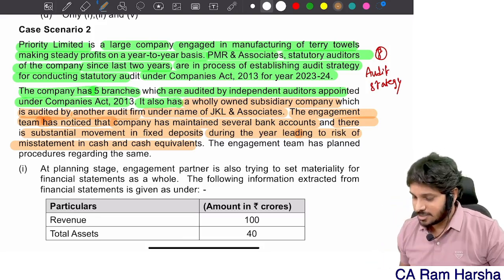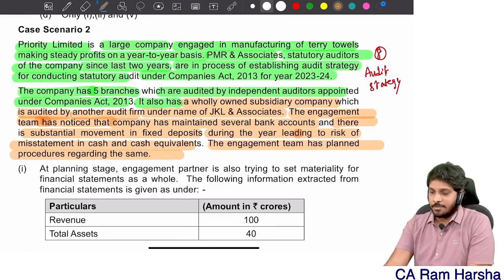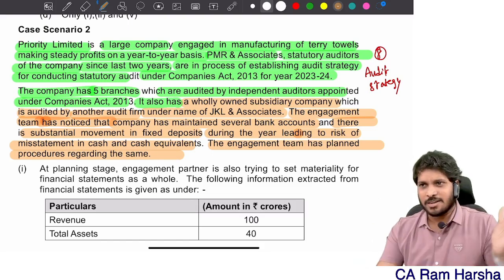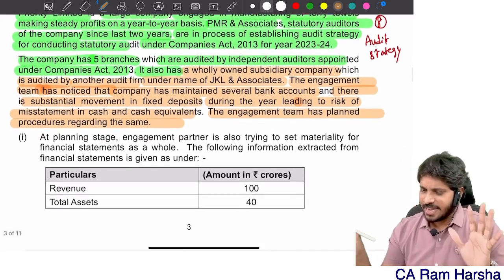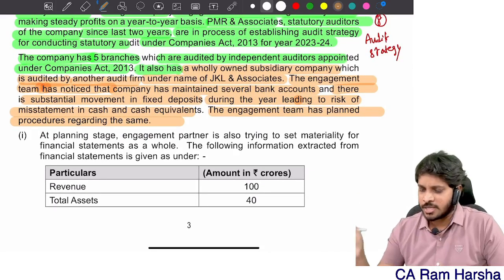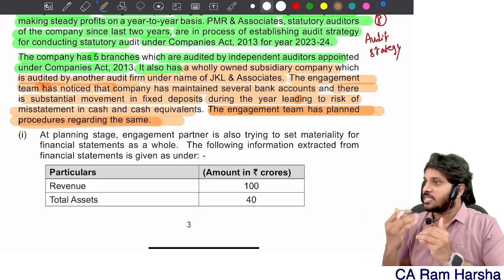Cash and cash equivalents. The engagement team had planned the procedures regarding the same. They have observed all this, like branches were audited by 5 branch auditors, subsidiary company was audited by so and so, and the engagement team has noticed so many bank accounts, and there is so much movement in fixed deposits, all this. Now the engagement team planned the procedures regarding the same. So the following are the procedures planned.